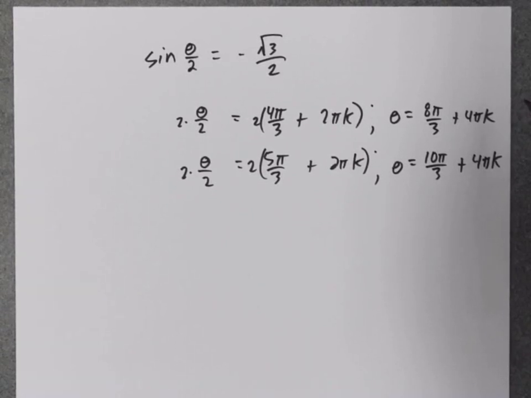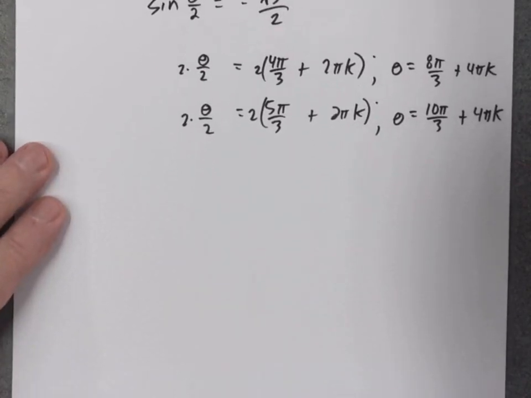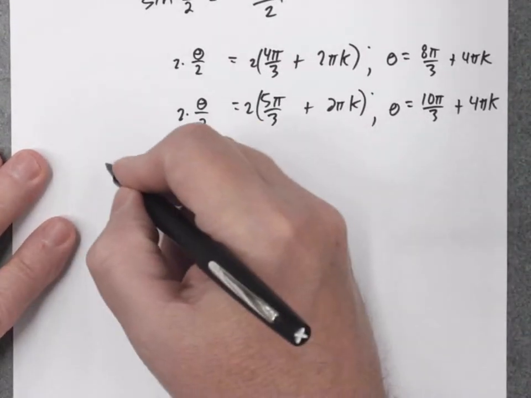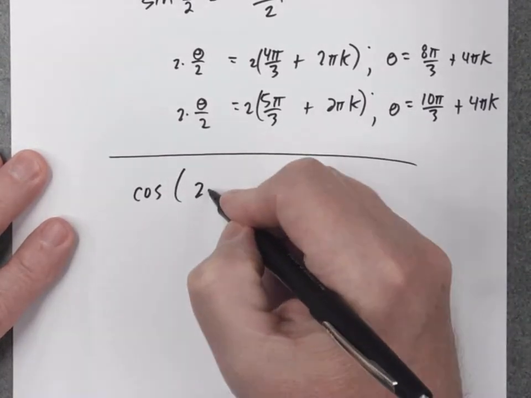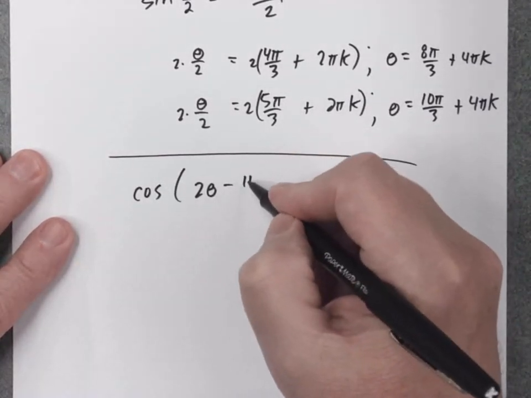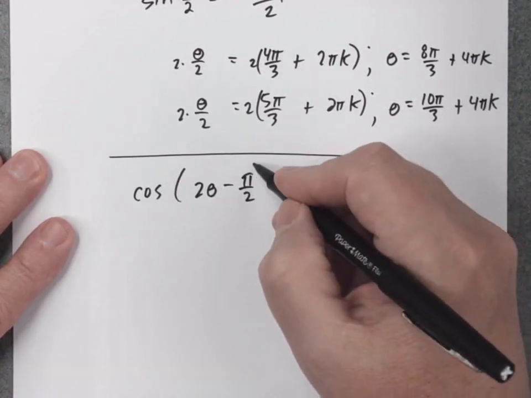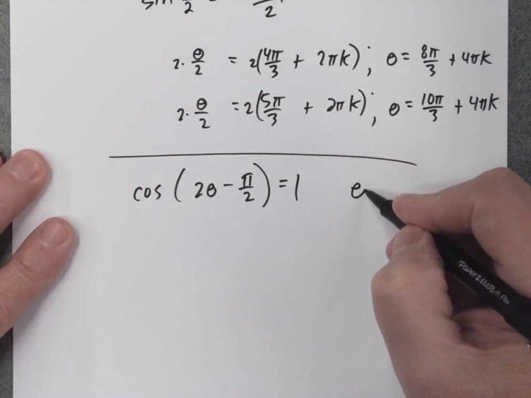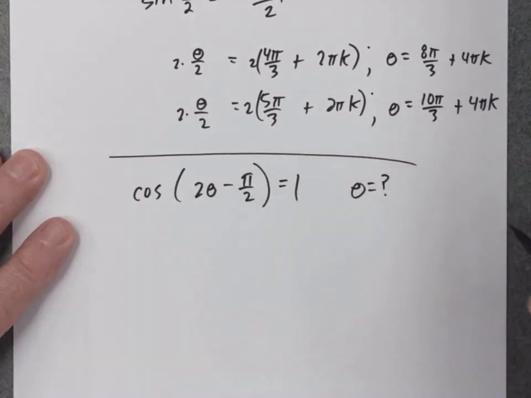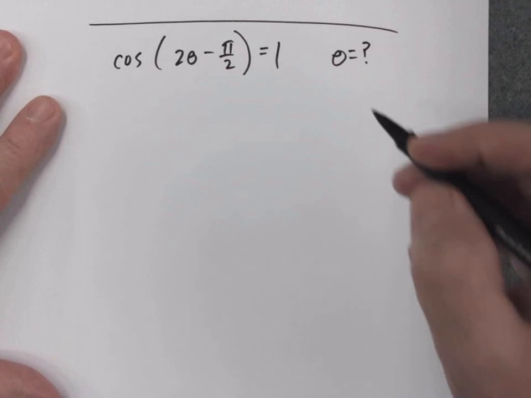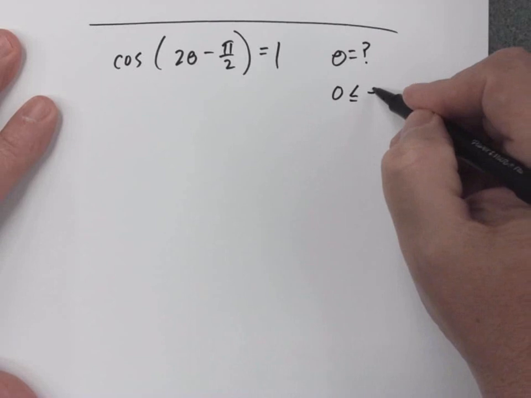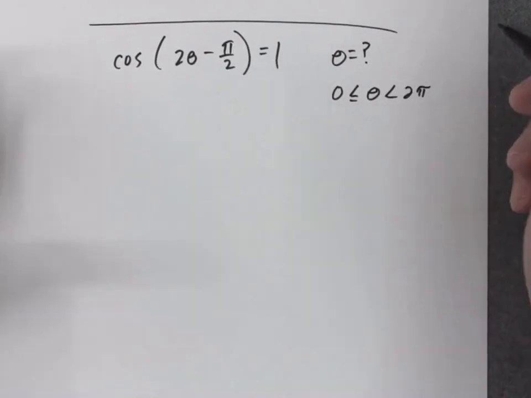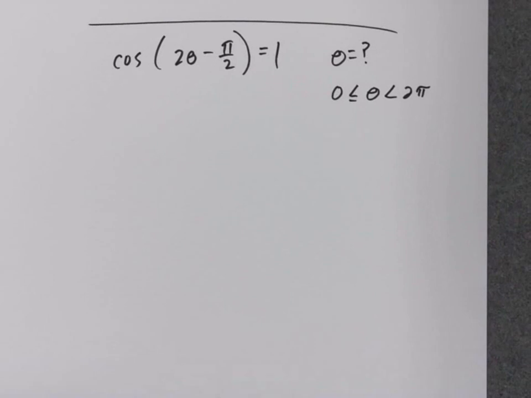So here's what's interesting. Let me do this one. Cosine of 2 theta minus pi over 2 equals 1. We want to solve for theta. Of course, here now they say, but just give the solutions between 0 and 2 pi. Now here's the danger.